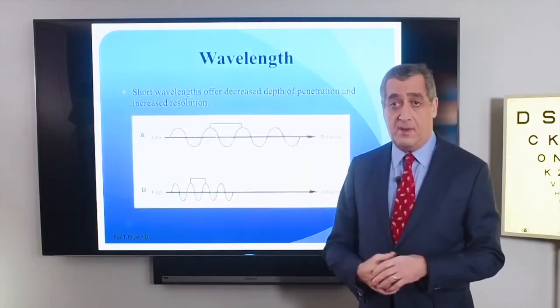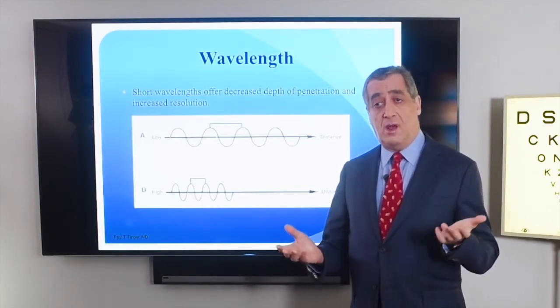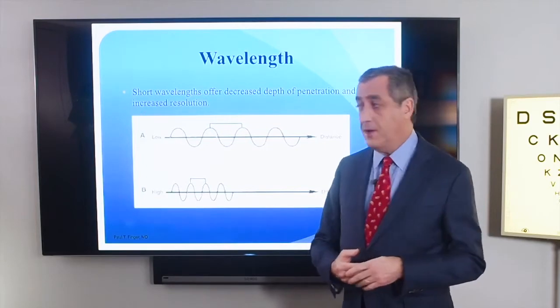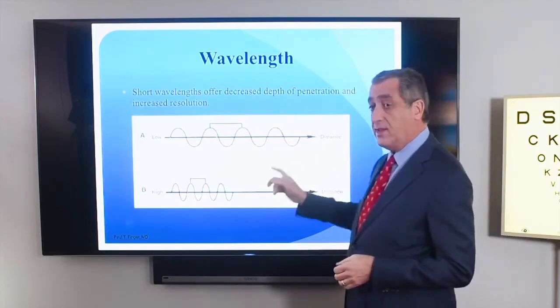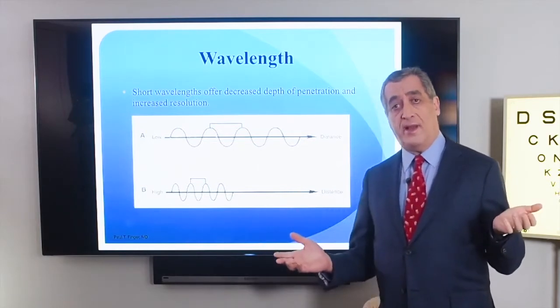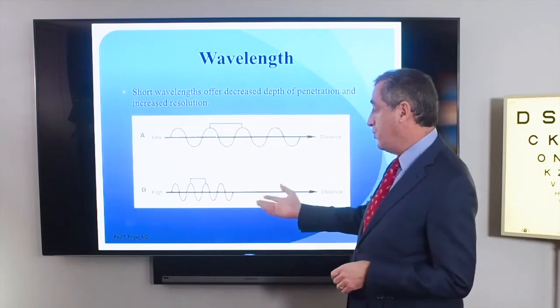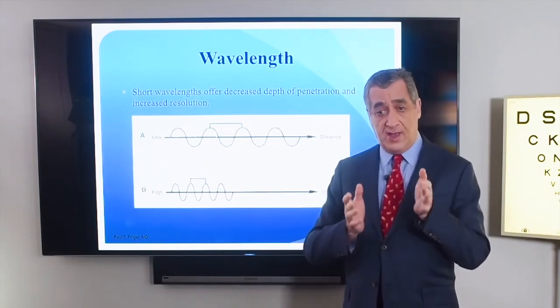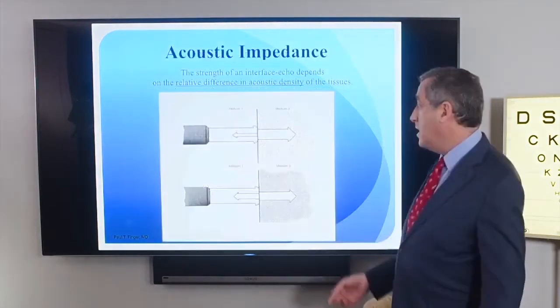You have to know a little bit about physics to be a good ophthalmic ultrasonographer. You have to understand why you're seeing what you're seeing on the screen. Some basic things, just three. Wavelength. Long wavelengths have greater penetration. We know this from light. It's also true in ultrasound. Shorter wavelengths have less penetration, can see things closer to the surface with higher resolution.